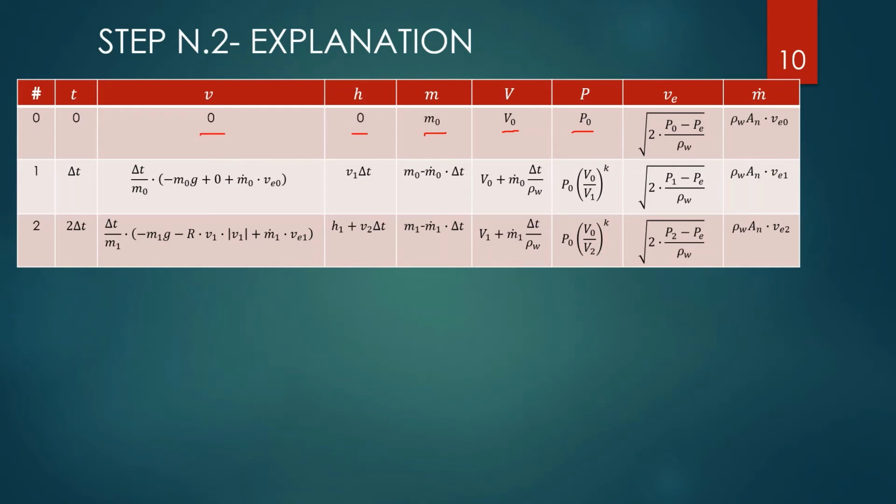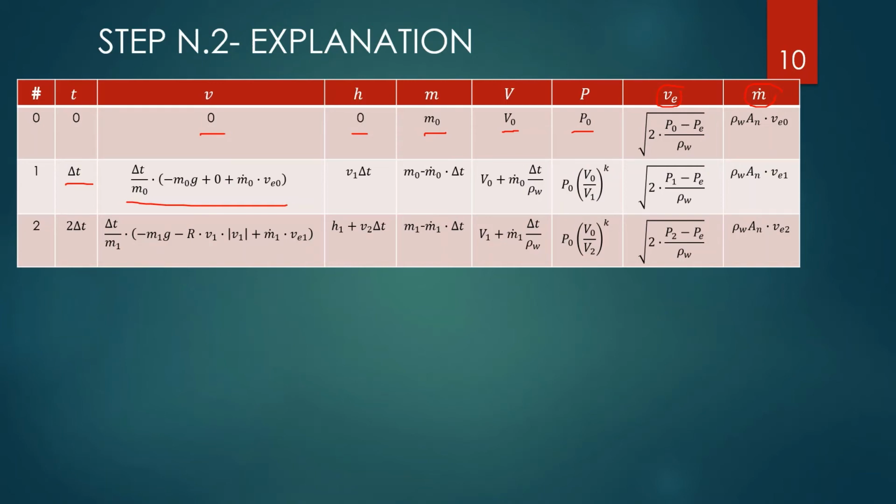What about exhaust velocity here? For this, we need to calculate with equation 3. And for the mass flow also, we need to calculate by means of equation 4. Now, step 1. Time is delta time that we can choose. And velocity, we need to use equation number 1.